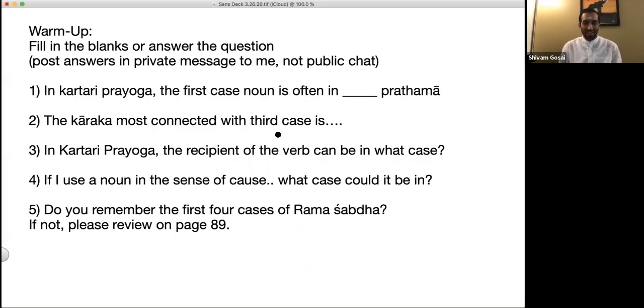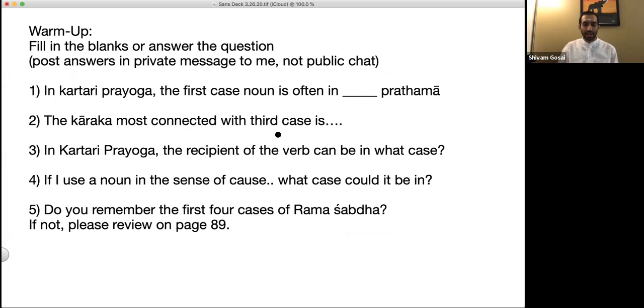So our warm up, I just had some quick questions to warm us up. In Kartari Prayoga, the first case noun is often in blank Pratama. This one was a giveaway, right? If it's Kartari Prayoga, then it's going to be Kartari Pratama. So after we look at the verb, we always look to the first case. If it's Kartari Prayoga, the verb in active voice, then the first case is going to be the first case in the sense of the doer of the action.